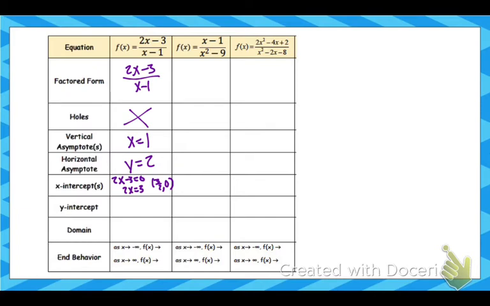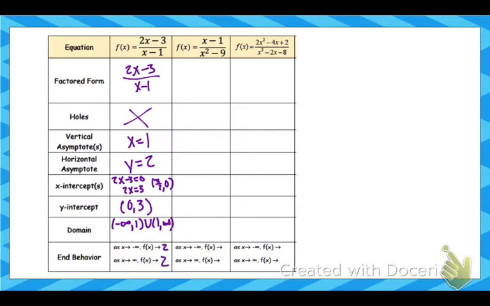Y-intercept, you plug in 0 for all your x's. So I get negative 3 divided by negative 1. Domain, it will not include 1. So I'll start at negative infinity, go to 1. Pick back up, go from 1 to infinity. End behavior, we approach the horizontal asymptote, which is 2.